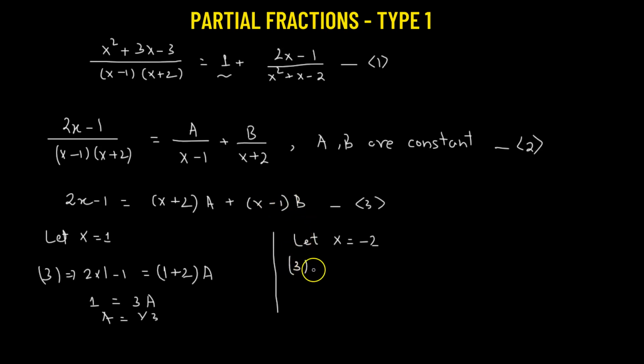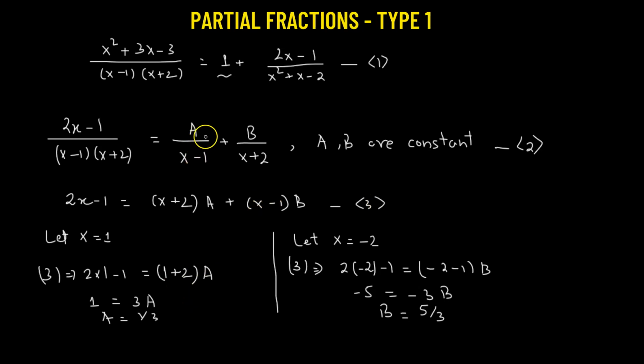So equation number 3 now becomes 2 times x, so x is negative 2, minus 1 equals, the first term is gone. We're left with the second term, which is negative 2 minus 1 whole multiplied by b. So that means we have negative 4 minus 1, so that's negative 5 equals negative 3b, or the value of b will be equal to 5 over 3.